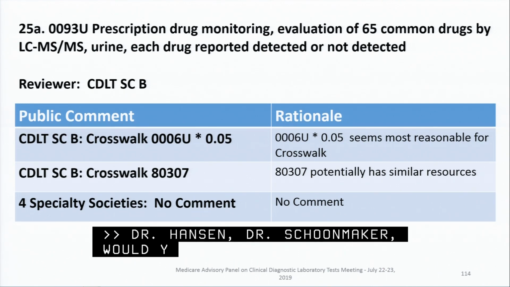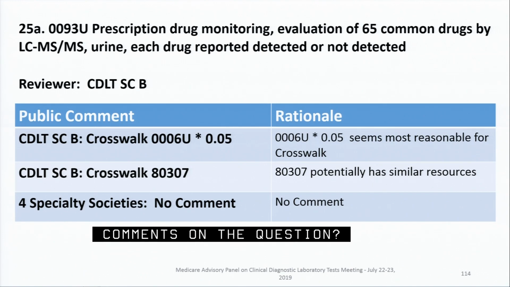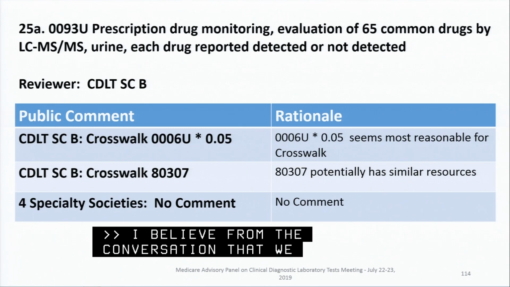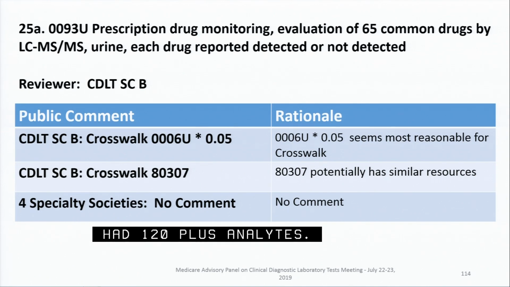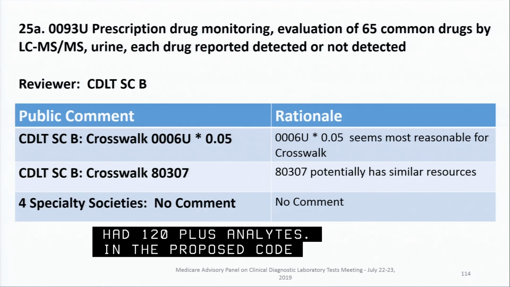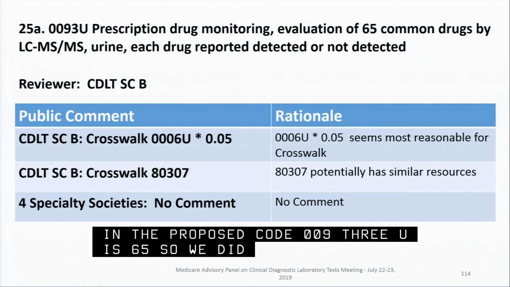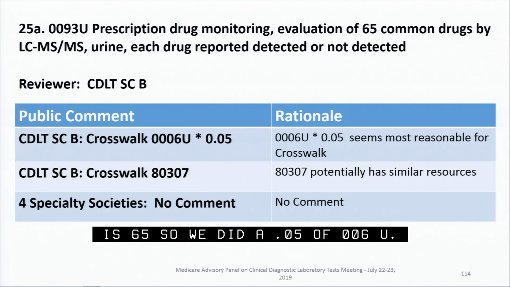Yeah, I believe from the conversation that we had, 0006U had 120 plus analytes, and the proposed code 0093U is 65. So we did a 0.05 of 0006U. And that was Ms. Heather Chappell speaking.